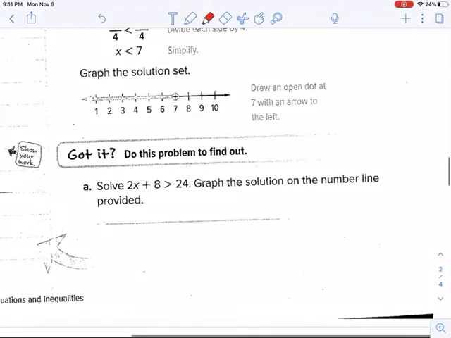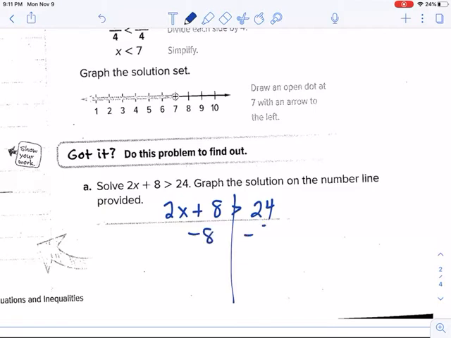All right, so let's go down to letter A at the bottom. We have 2x plus 8 is greater than 24. So we're going to subtract 8 on both sides. We get 2x. And then we're going to divide by 2. So x is greater than 8.